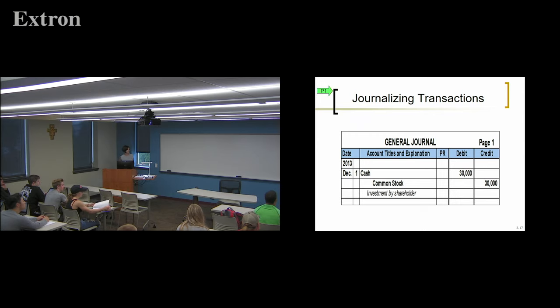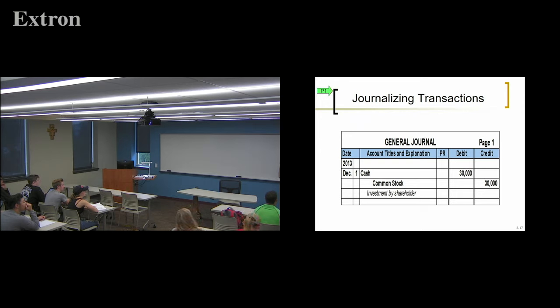So remember the journal, right? Does everybody remember the journal? Just, again, reviewing some of the characteristics. The journal is the place where you write down what happened. So in this case, the owner gave money to the business. We called it an investment by the owner or the shareholder. Shareholder, owner, they mean the same thing.